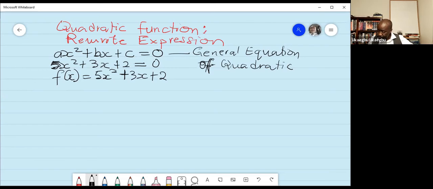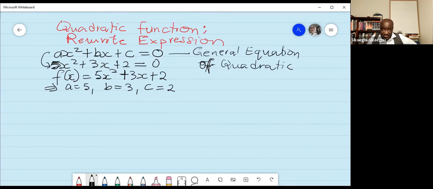Now, looking at just our general equation and this specific example that we have here, it follows that the coefficient A is equal to 5 and B is equal to 3 and C is equal to 2. That's what it means. So that's one aspect of it.